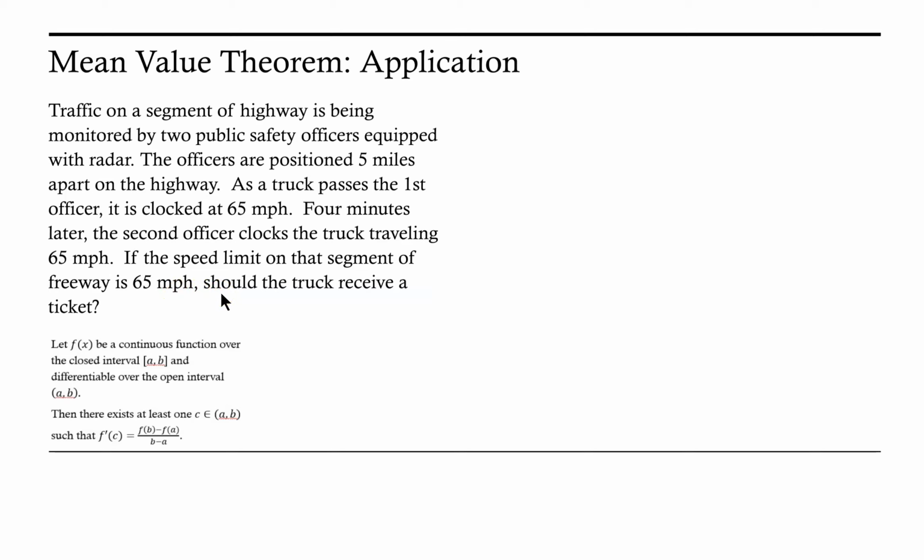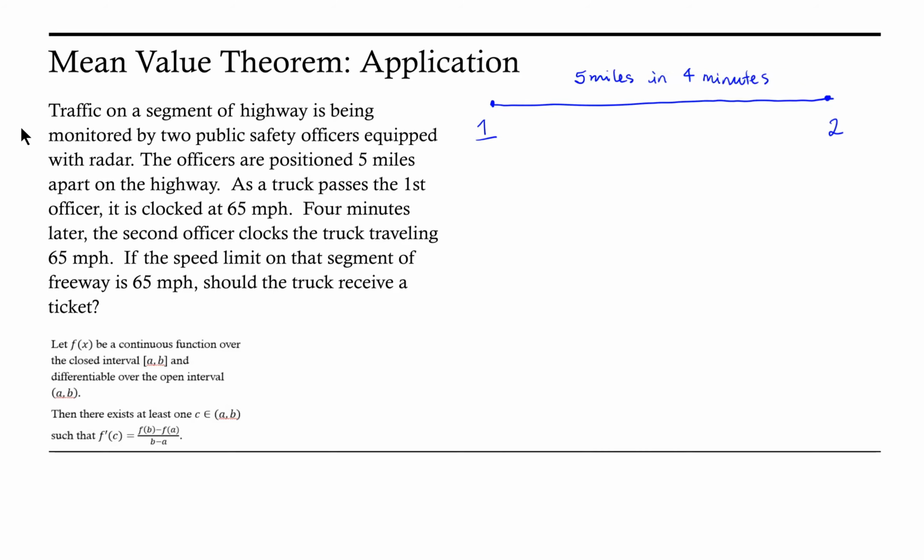ticket? So you'll notice that there are no mathematical functions or variables explicitly defined in this context, but let's take a look. Let's say the first officer is located here and the second officer is located here. So this is number 1 and number 2. And the truck is traveling between the 2 points, and we know that he traveled 5 miles because the 2 officers are spaced that far apart in 4 minutes.